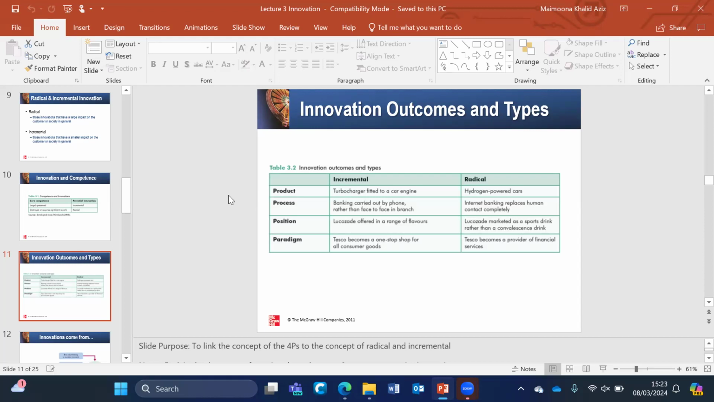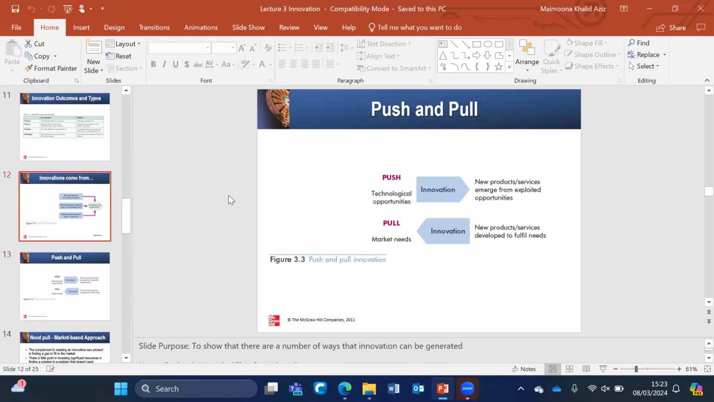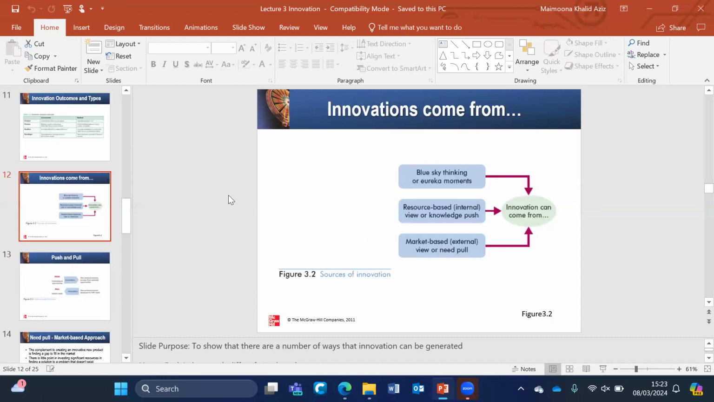Paradigm incremental means Tesco becomes a one-stop shop for all customer goods, and radical means that Tesco becomes a provider of financial services. Now, where innovation comes from, let's have a look. It can come from either blue sky thinking, that means suddenly you have an idea, a random thought that you think would become a good product. It could be one of those, or it could be resource based, which is called internal view or knowledge push, or it could be external, that means the market based or need pull.